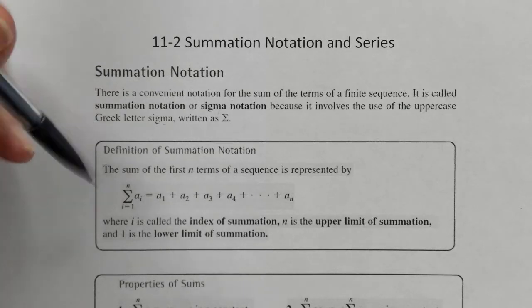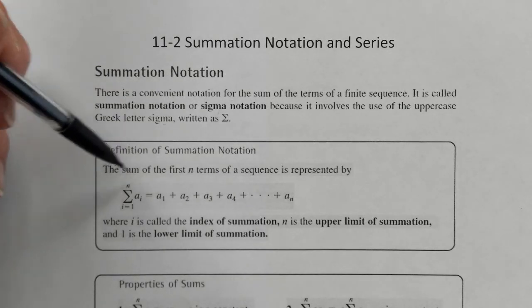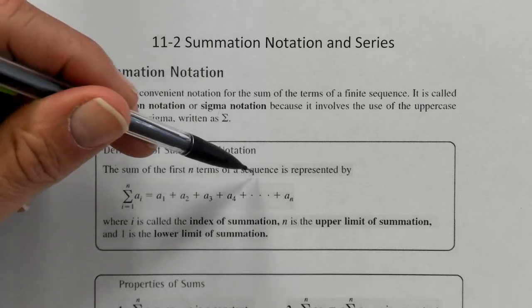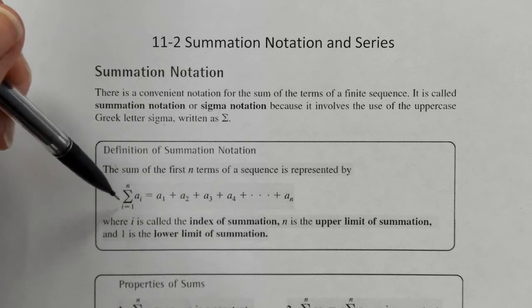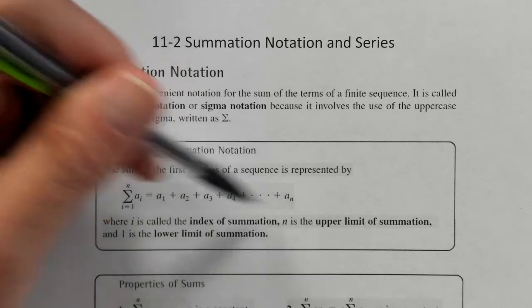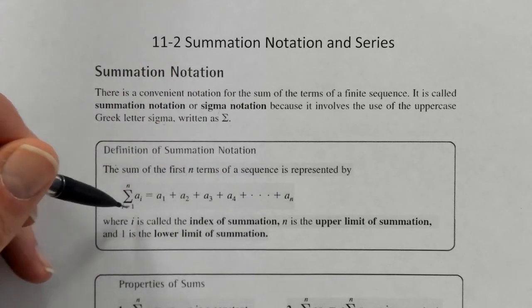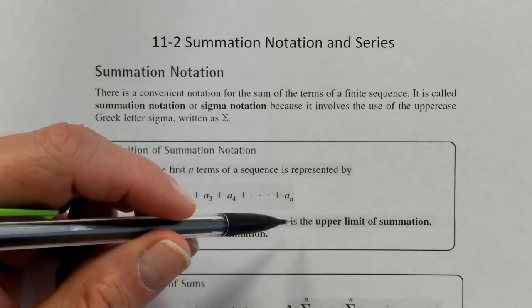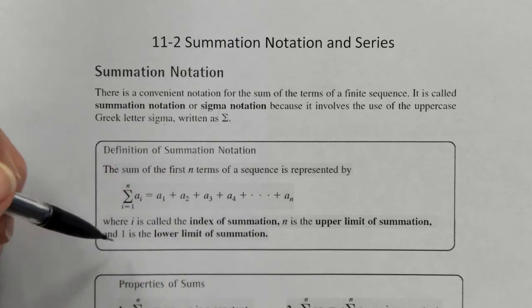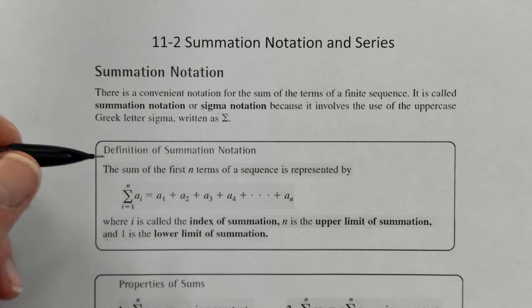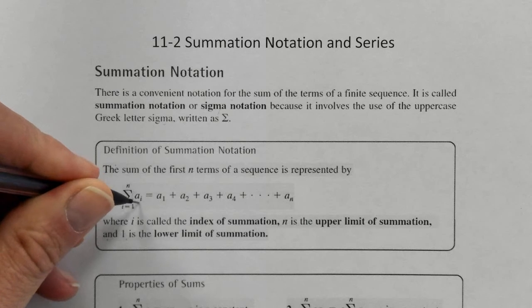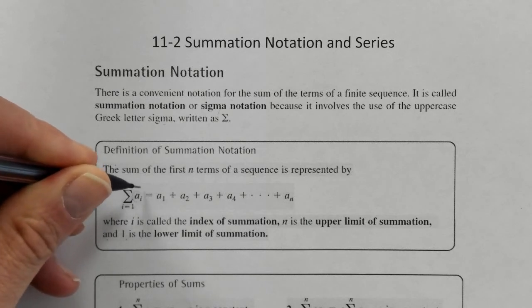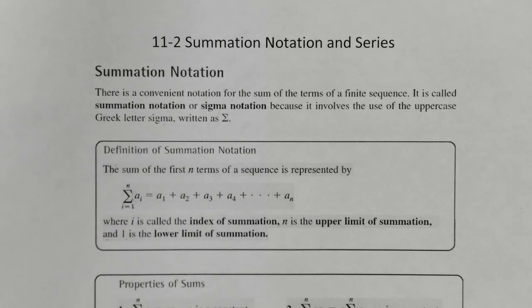Here's the definition. The sum of the first n terms of a sequence, so if you're adding up the first n terms of a sequence, can be represented by this notation. i is the index of the summation, n is the upper limit, and 1 is the lower limit. So basically, when you're looking at this summation notation, this part is going to be the explicit formula. The a sub i, that's where your explicit formula is going to be.